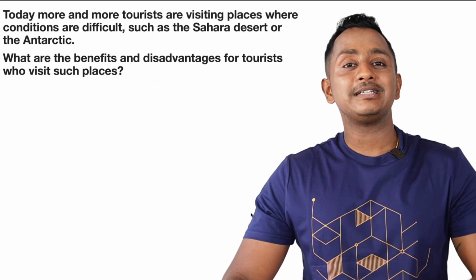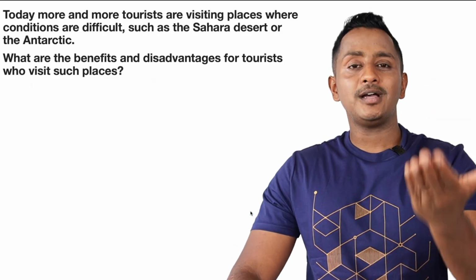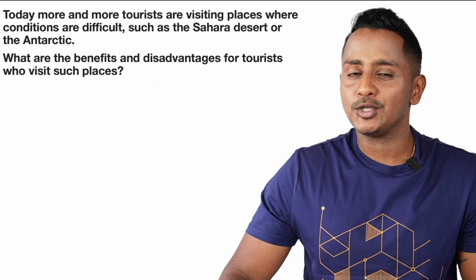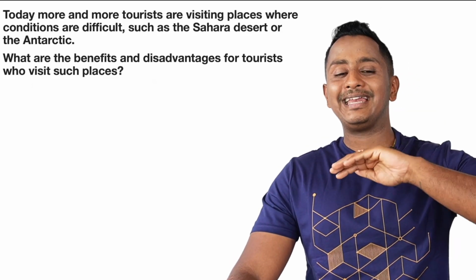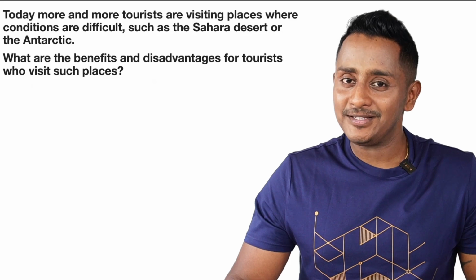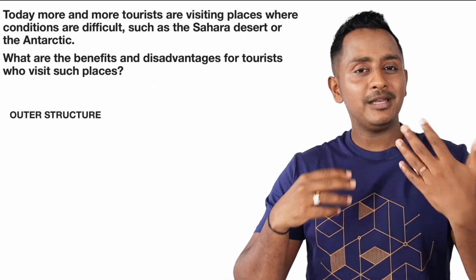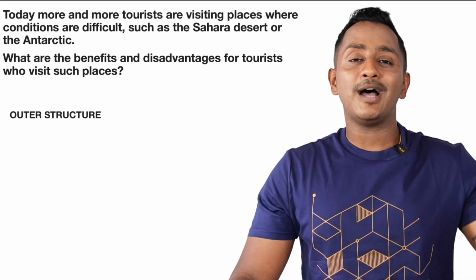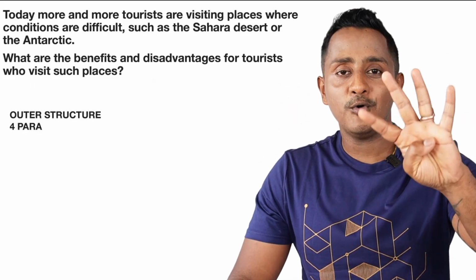First thing first, let's define a structure. The question is asking about the benefits. The question is also asking about the disadvantages. So we need to have 2 paragraphs dedicated to benefits and disadvantages. So the outer structure, meaning if you're looking at an essay from a distance, how the essay looks like, you're going to have 4 paras.